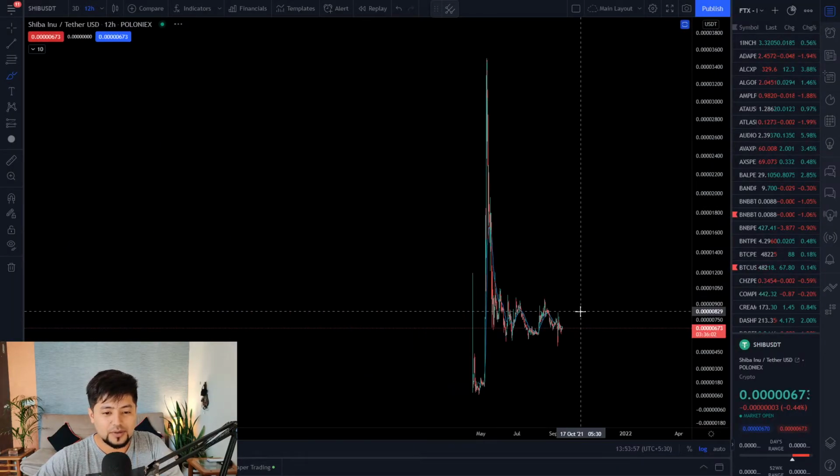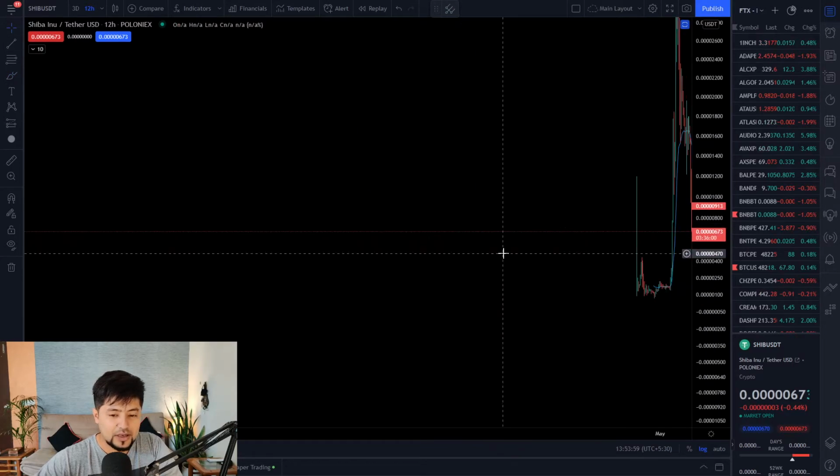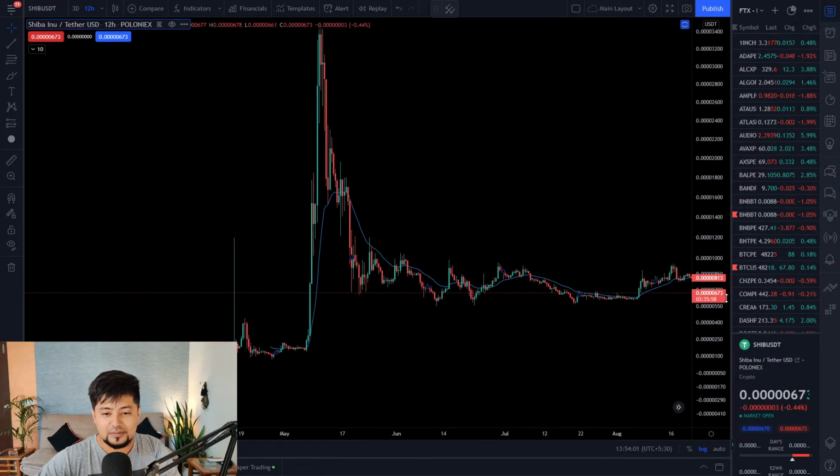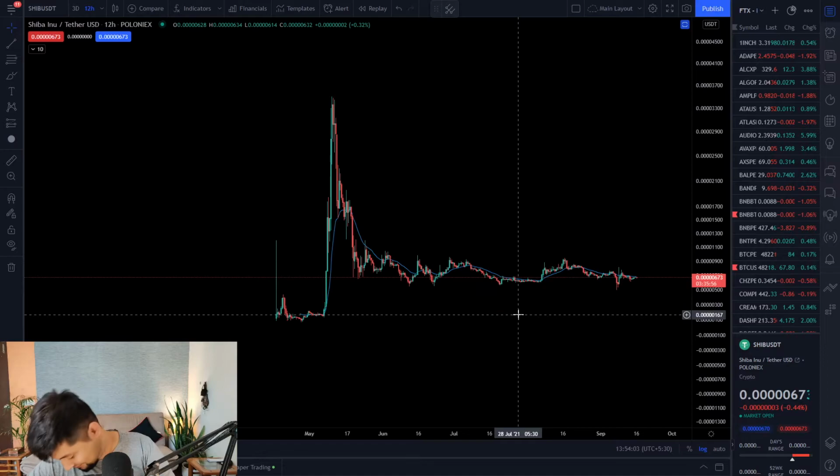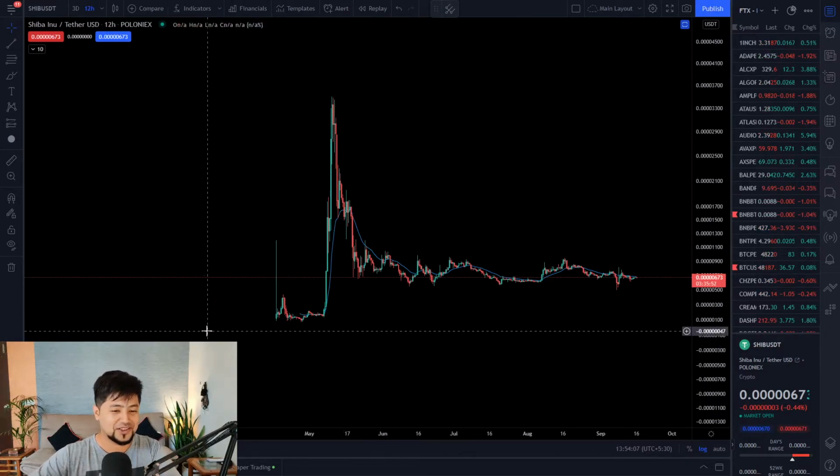SHIB was on Polonix for the longest time. Yep. There we go, right here. Polonix has the most history, guys. You do see these shitcoins popping out from Polonix sometimes, guys. Holy shit. Right, this one right here.